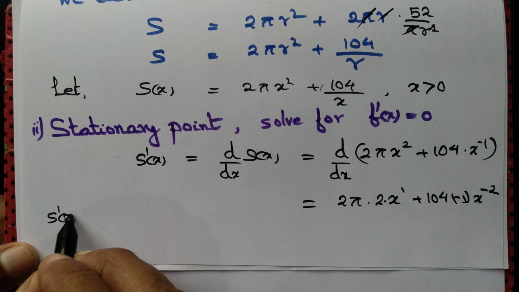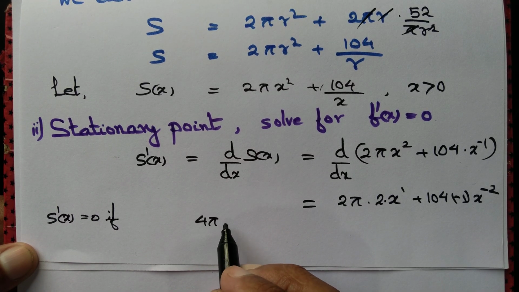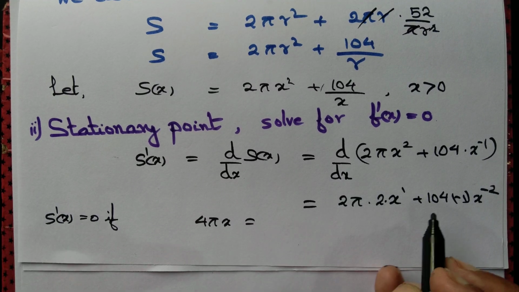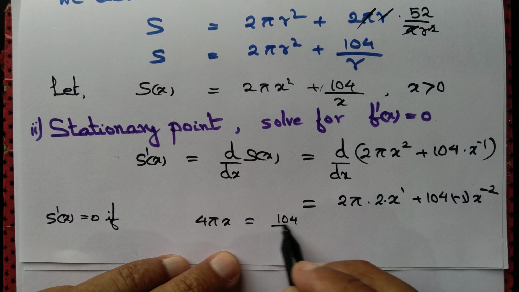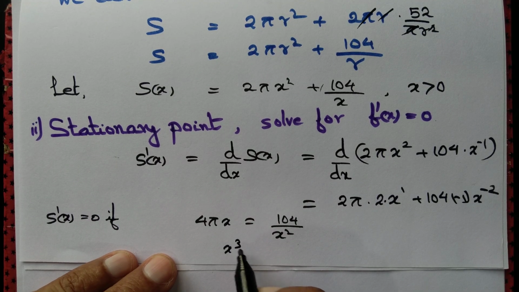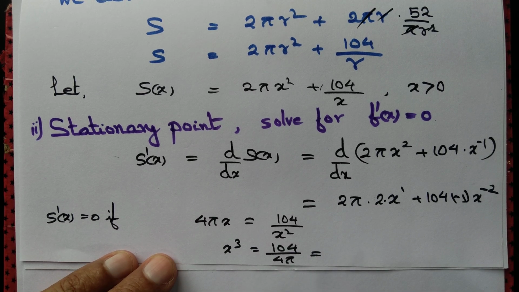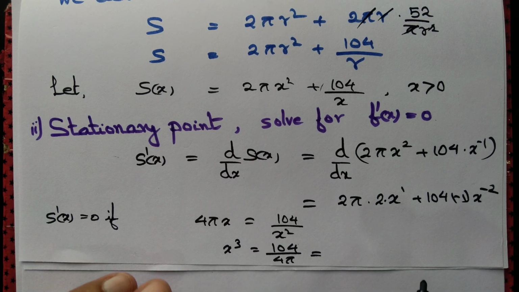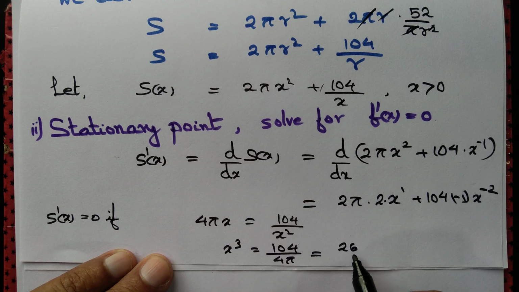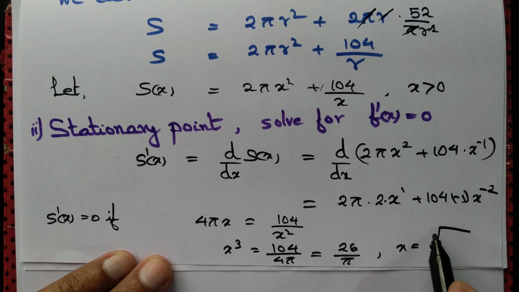S dash x equal to 0 if 4 pi x equal to 104 by x square. We simplify it out to say x cube equal to 104 by 4 pi. We cancel by 2 and say that 26 by pi equal to x cube, or x equal to cube root of 26 by pi.